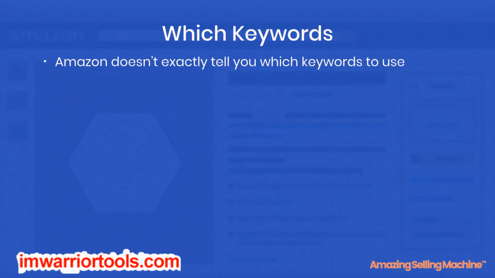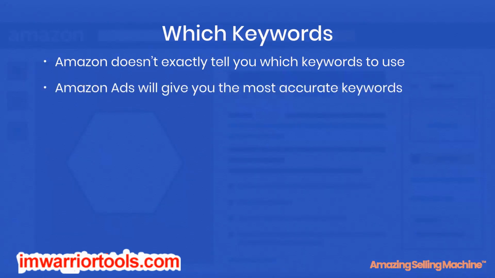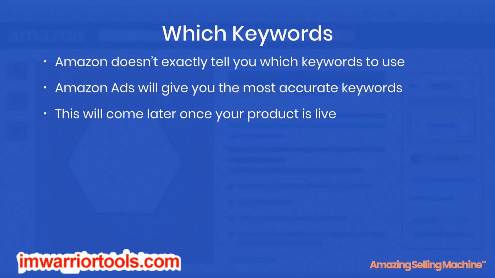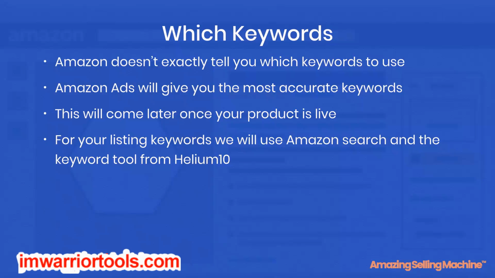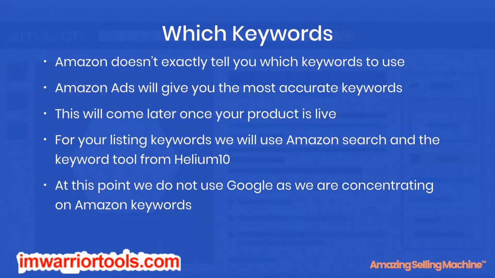So which keywords? Well, Amazon doesn't exactly tell you which keywords to use. Amazon ads will give you the most accurate keywords, but you're obviously not going to have access to that at this stage. In other words, this will come later once your product is live. For your listing keywords, we will use Amazon Search and the keyword tool from Helium 10. Now at this point, we do not use Google as we are concentrating on Amazon keywords.